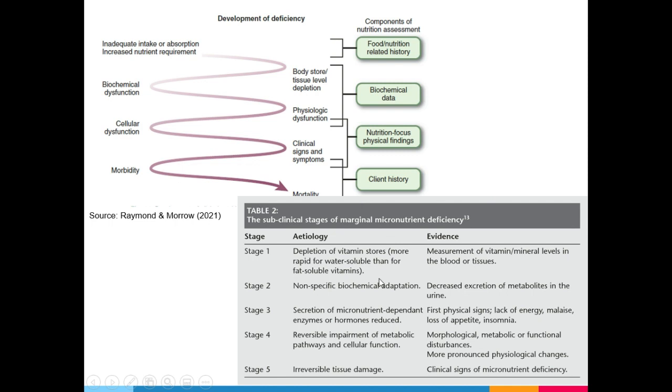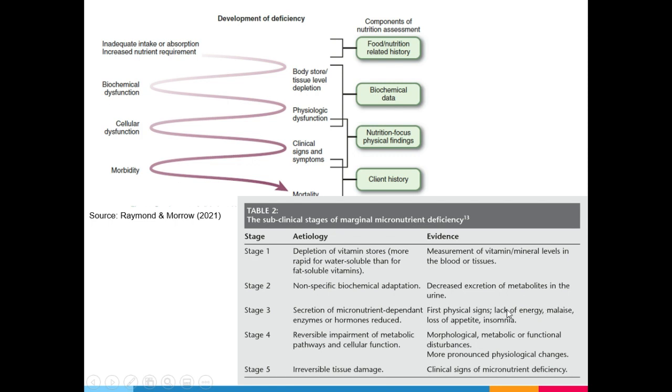Another illustration of that is this one na tay mga stages po of micronutrient deficiency. So actually parehas rin ni siya ani nga figure ay nga table. Stage 1 is this depletion of vitamin stores which can be detected by biochemical assessment. Non-specific biochemical adaptation like decreased excretion of metabolites in the urine, this is urinalysis, so this is part of the biochemical assessment. Secretion of micronutrient dependent enzymes or hormones reduced, so naa ay part diri nga ma-detect sa biochem, and diri sad nato makita ang first physical signs which can already be detected by clinical assessment.